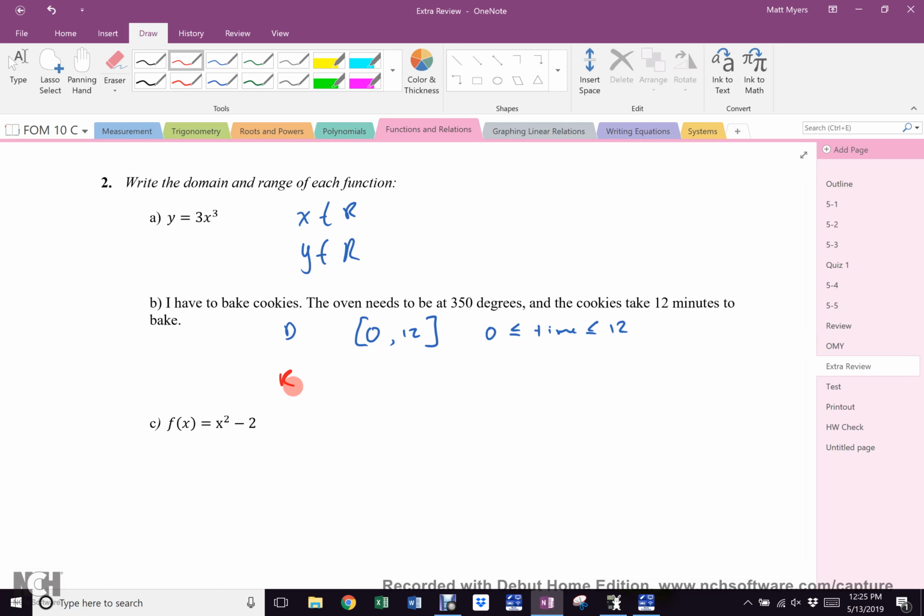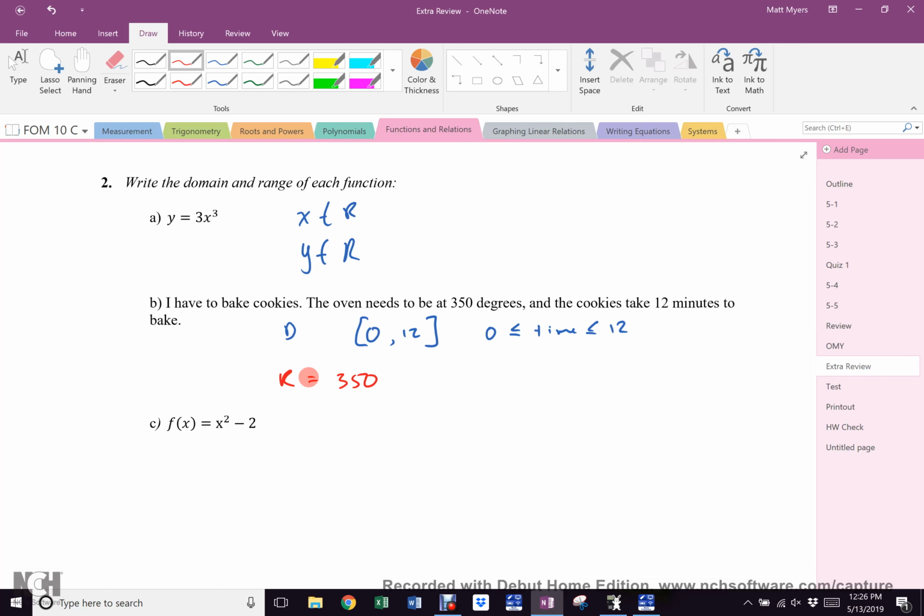What's the range? What's the only temperature the cookies bake at? 350. Done. When the cookies are in, the oven is at 350. It doesn't change. What if I was graphing the entire process? Would the temperature have to go up? From what? 0? You're cooking your cookies at 0 degrees?